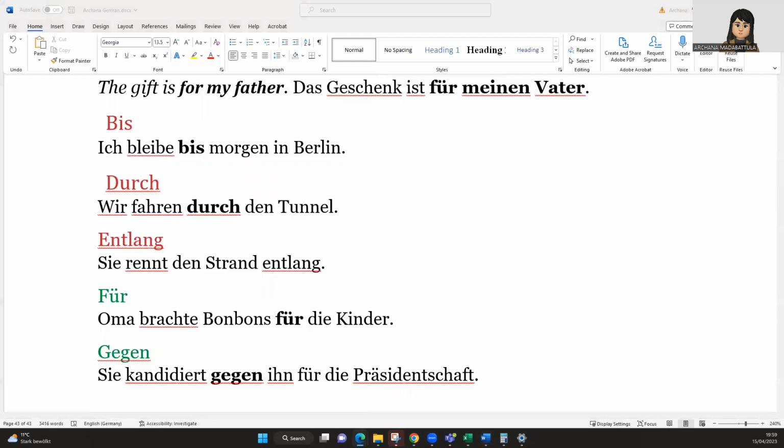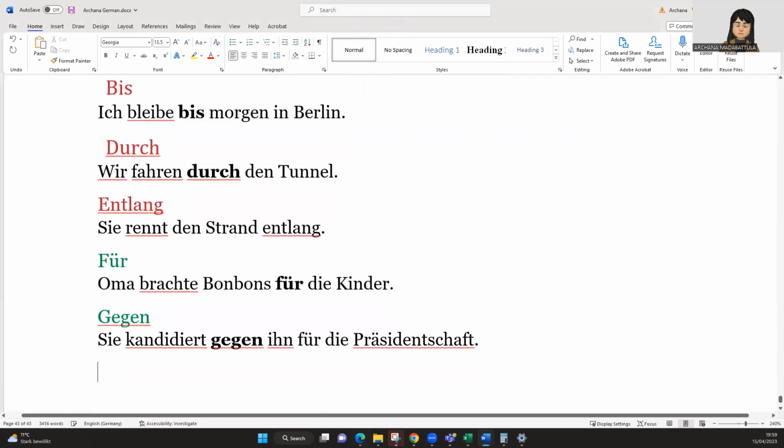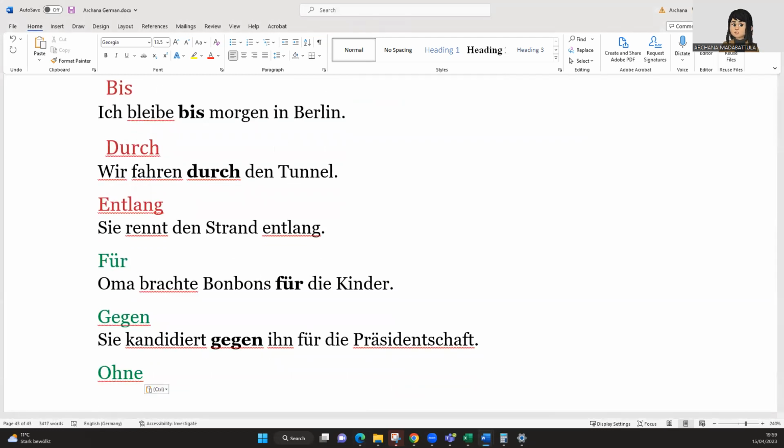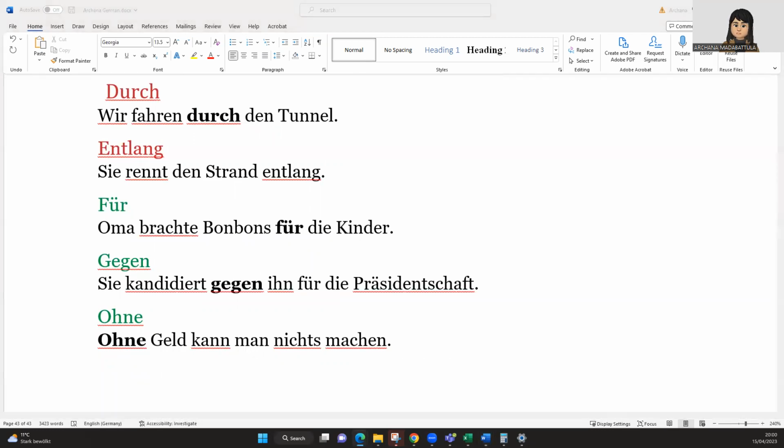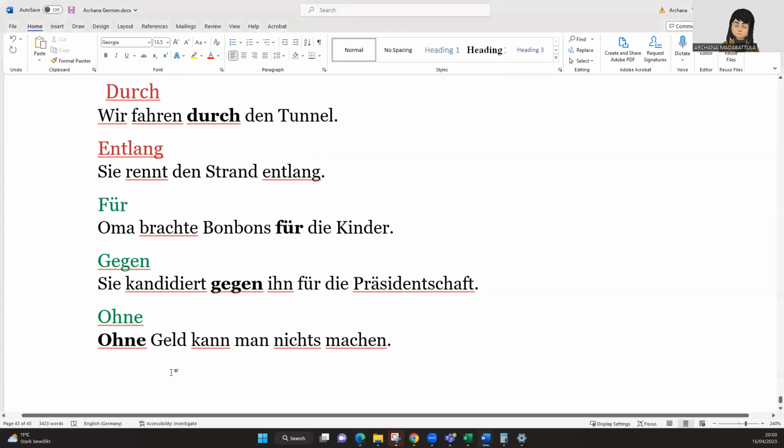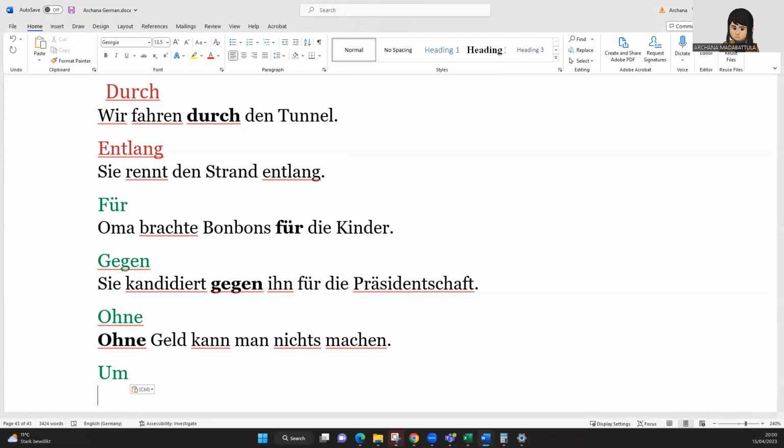Next, ohne. Ohne means without. Without money, you can't do anything: Ohne Geld kann man nichts machen. You cannot do anything without money. Next, a very favorite one. Um means at or around. Anytime when we talk about time, this usually comes up. At what time does the party start?